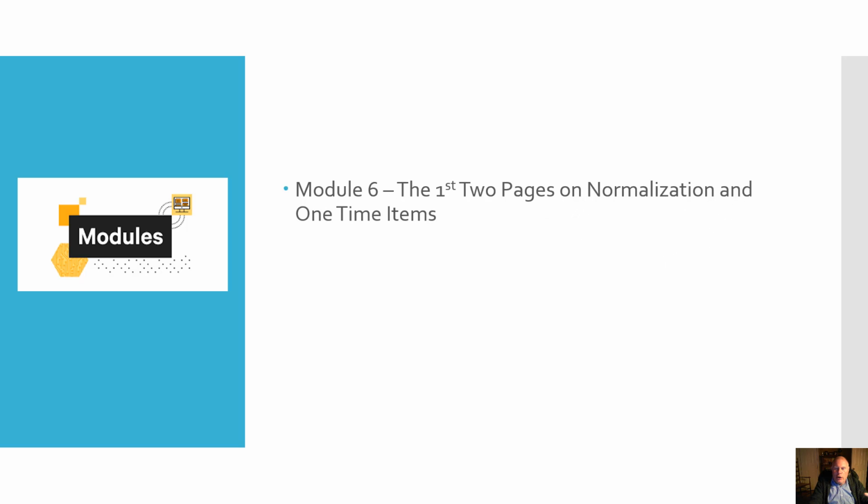In the modules, make sure you've gone through the first 2 pages that are in Module 6, normalization and one-time items. There's 2 pages that talk about that. So make sure you understand that because they're going to be needed for the next step.